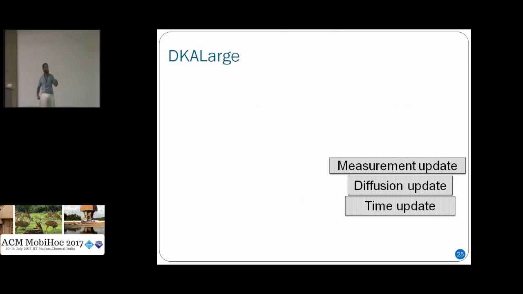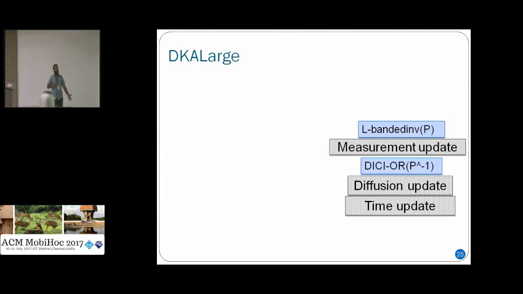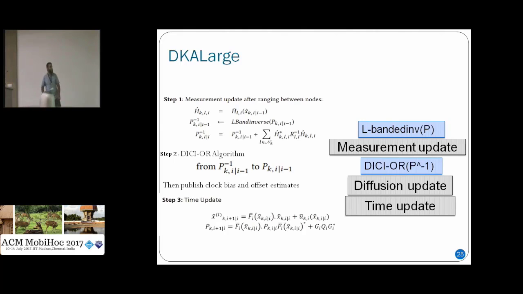DCAL consists of measurement update, diffusion update, and time update. We add to it the L-banded and TCO so that we can use the clustering way, and we don't need to keep track of the whole network. The final algorithm will look something like that. Sorry, it's a lot of math.